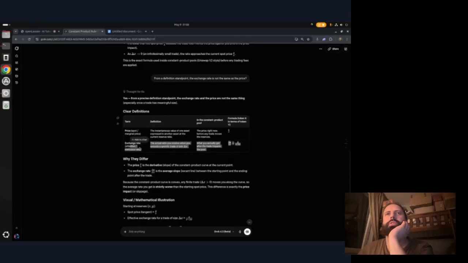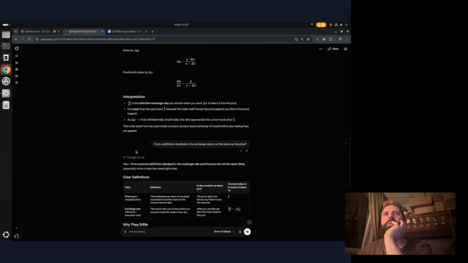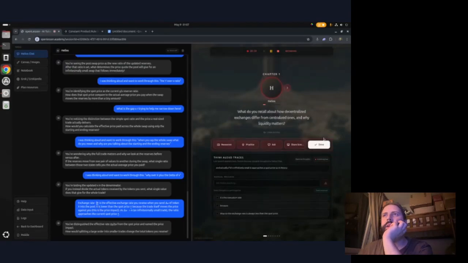Okay, so the exchange rate is always less than the spot price because it's the execution rate. And actually, if it's infinitesimally small, it approaches the spot price. So in theory, splitting a large trade into smaller ones gets you a better exchange rate, doesn't it?